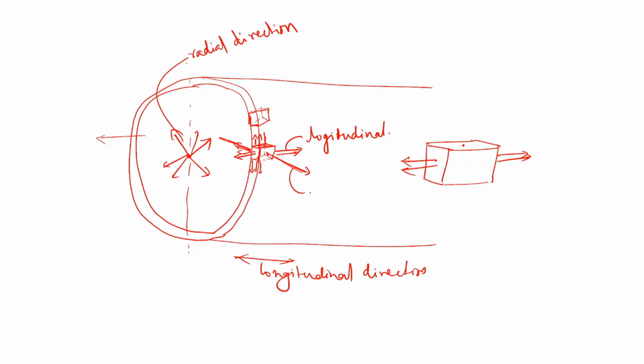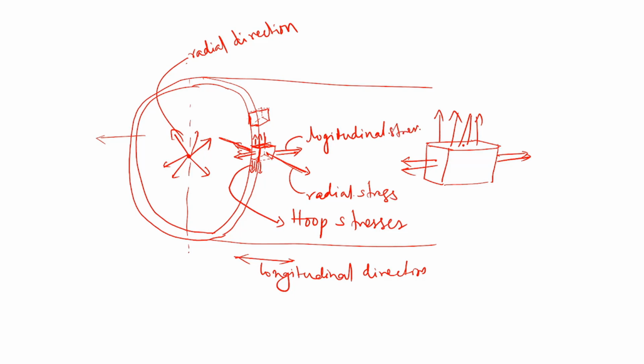And the stresses perpendicular to this plane are tangential to the circular section. So these stresses are hoop stresses, these are radial stresses, and these are longitudinal stresses.